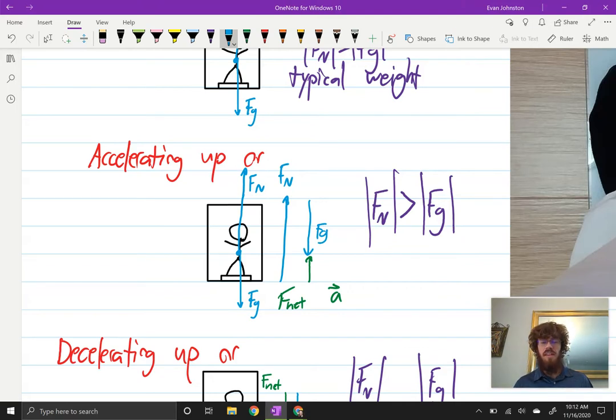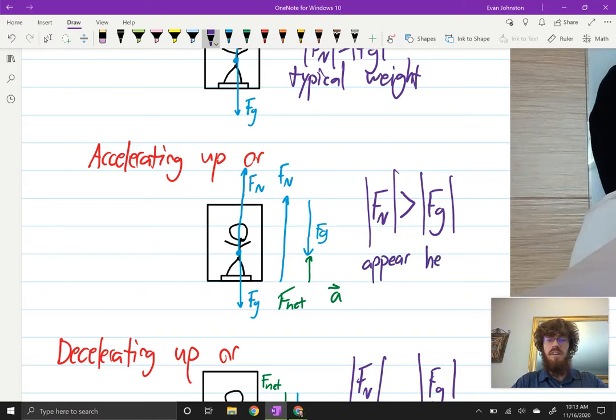What that tells me then is that my scale has to push harder up on me. And so we see I have a little scale right here. So the scale has to push harder upwards on me. And that means that if the scale measures the normal force, the scale is going to make it look like I'm heavier. I'm going to appear heavier because the normal force is bigger than the force of gravity, and that results in this difference.